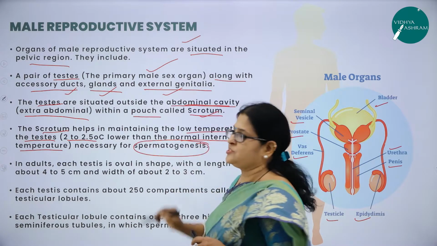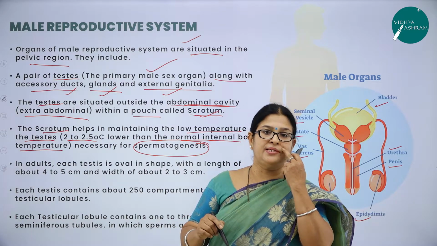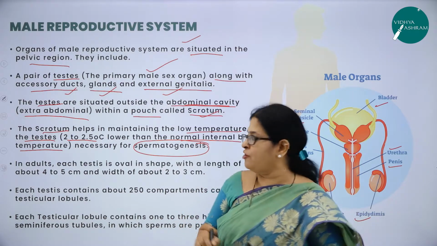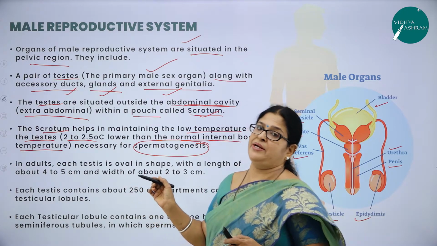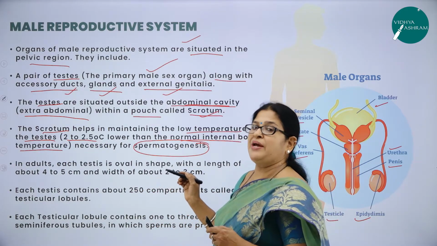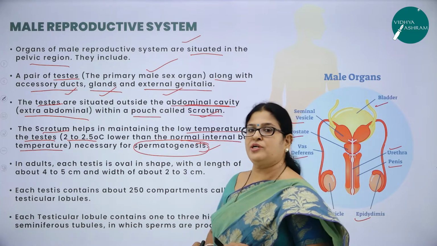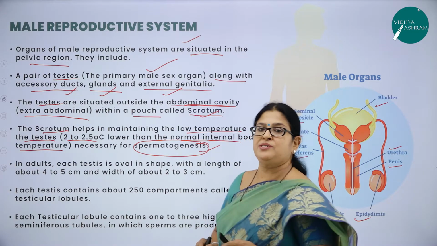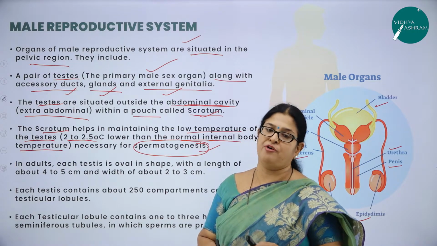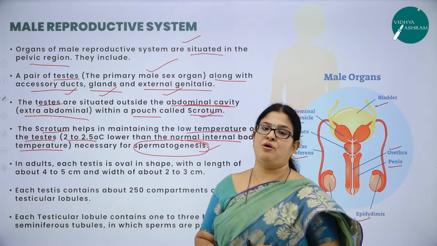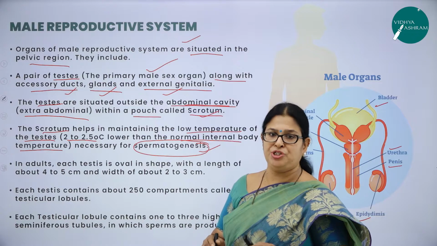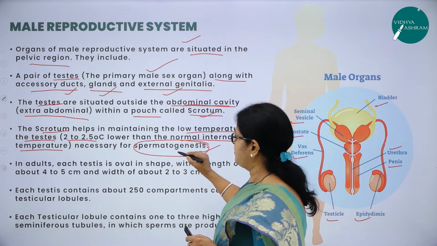Spermatogenesis. What is spermatogenesis? It is nothing but the process of formation of the male gamete, that is the sperm, in the seminiferous tubules of the testis. That is called spermatogenesis.